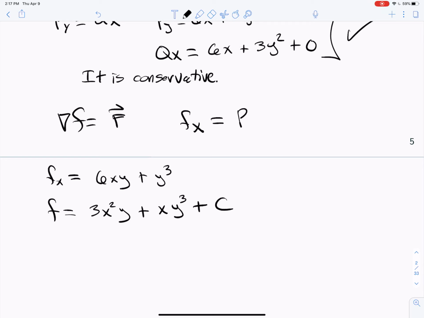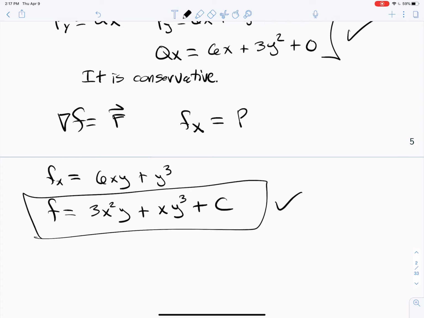If that is f, then f_x would equal P. So now we want to know, is this correct? Let's find f_y and see if that equals Q. Because if f_x is equal to P and f_y is equal to Q, then we found our f. And it could be any constant, actually.